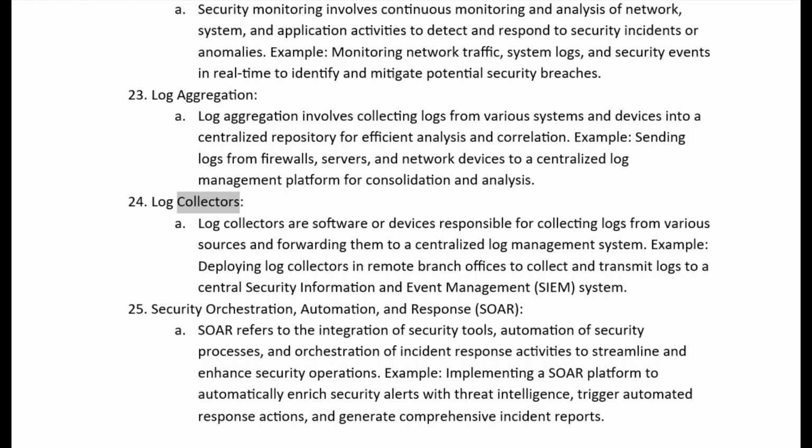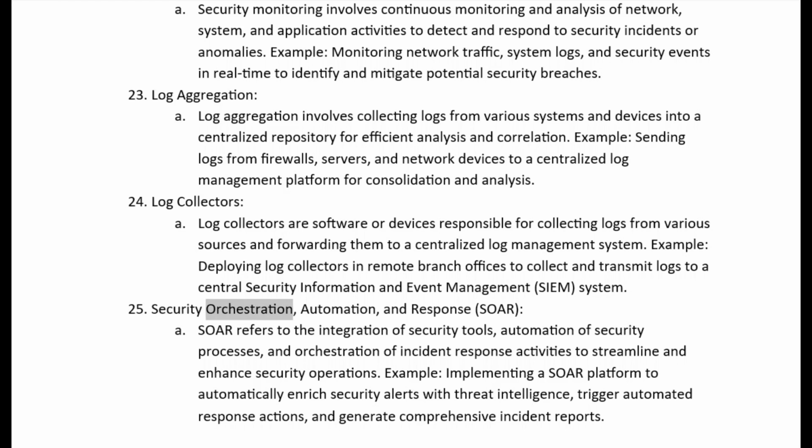Log collectors. Log collectors are software or devices responsible for collecting logs from various sources and forwarding them to a centralized log management system. Example: deploying log collectors in remote branch offices to collect and transmit logs to a central security information and event management (SIEM) system.